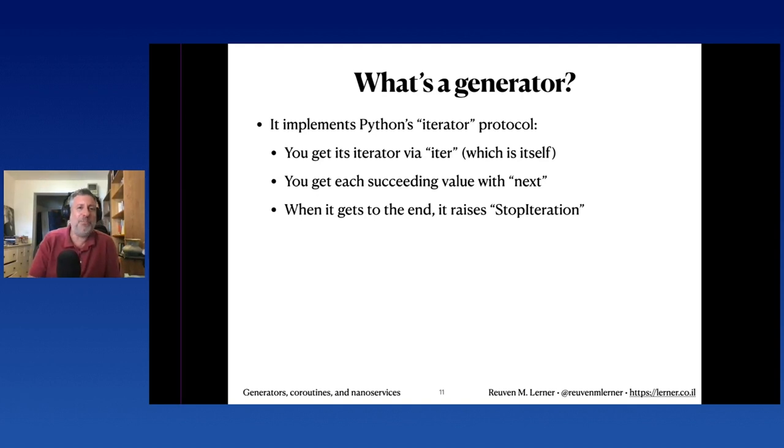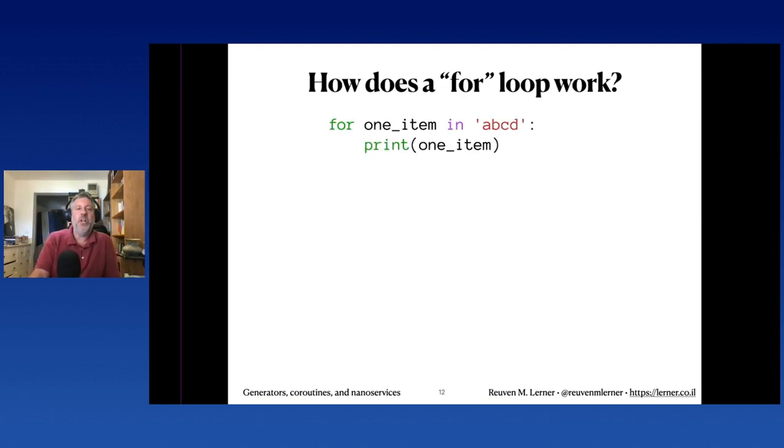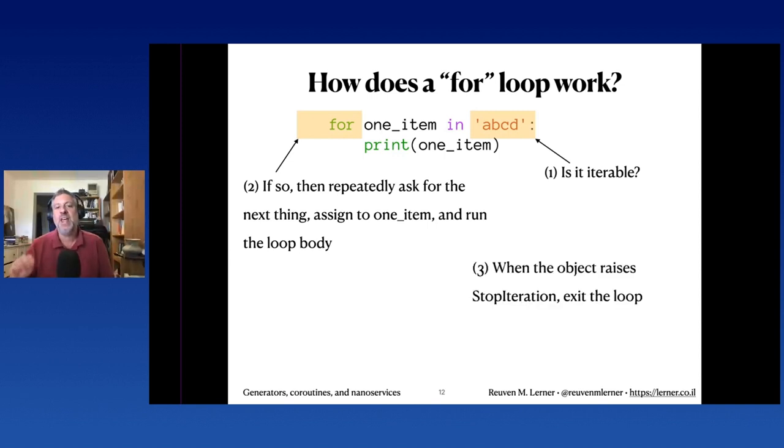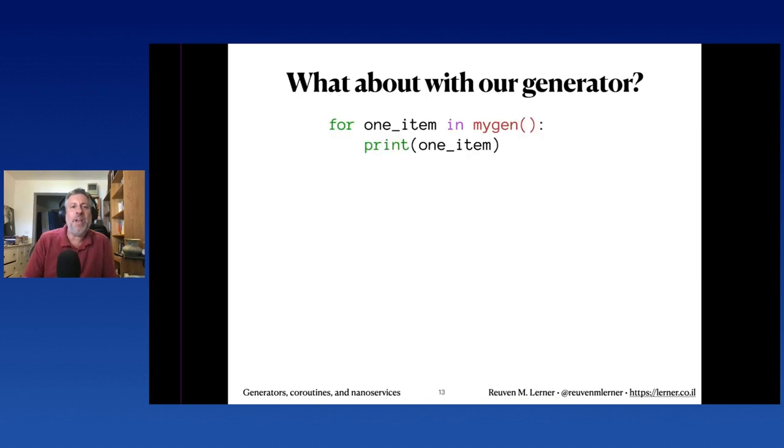So let's see how this protocol works in general, and then we'll come back to our generator. So let's say I have a simple old for loop, right? So I say for one item in A, B, C, D, print one item. So what's happening here? Well, the first thing that happens in a for loop is Python says, is this object iterable? The second thing it does, it says, okay, if it's iterable, then we're going to ask it for the next thing, the next thing, the next thing. And when StopIteration is raised, when that exception is raised, then we exit the loop. This is how literally every for loop in Python works. And so, sure enough, if we run this for loop, we're going to get A, B, C, and D. That's probably not much of a surprise. Well, what happens if I put my generator in the same for loop?